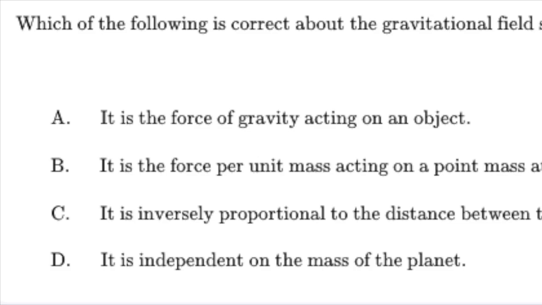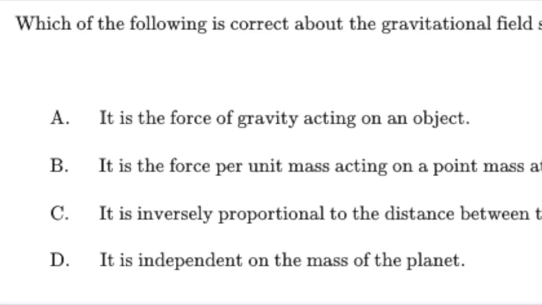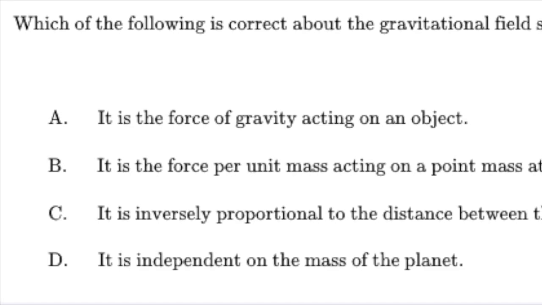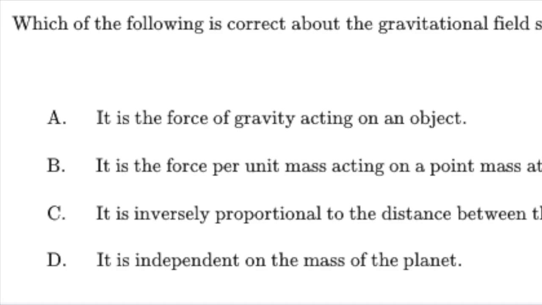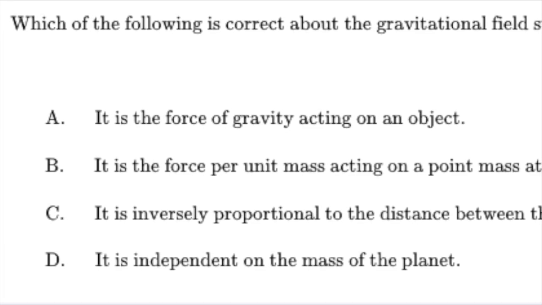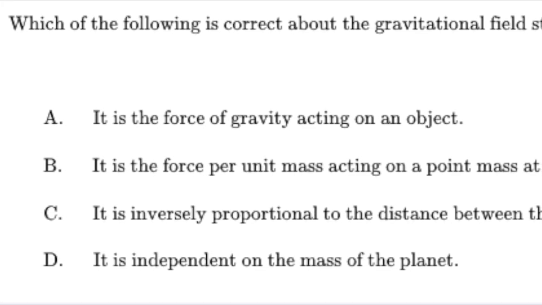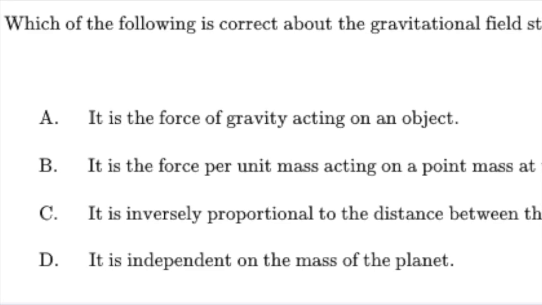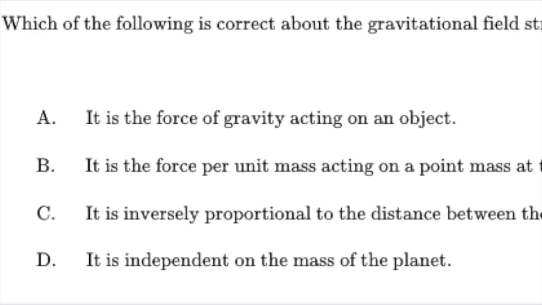Today we're going to be trying to solve this question from Revision Village. This is related to Unit D, Fields, and is the first subtopic, D.1. So the question asks, which of the following is correct about the gravitational field strength at a point near a planet? So option A says it is the force of gravity acting on an object.